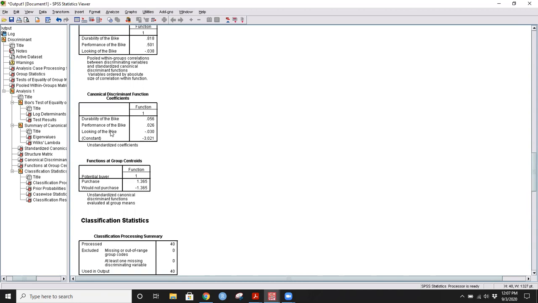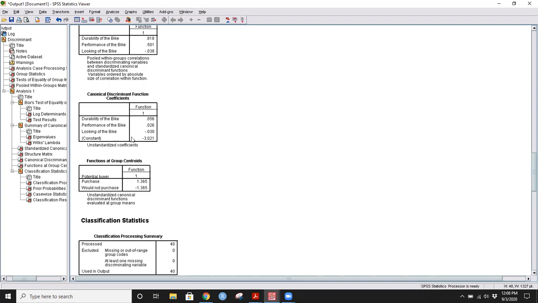The discriminant function in our data set can be set as Di equals minus 3.021 plus 0.056 times durability for individual i, plus 0.026 times performance of the bike i, minus 0.030 times looking of the bike i. Here i means the ith customer or ith individual in the data set. So that was my discriminant function.